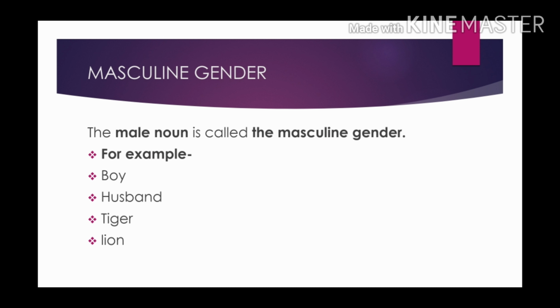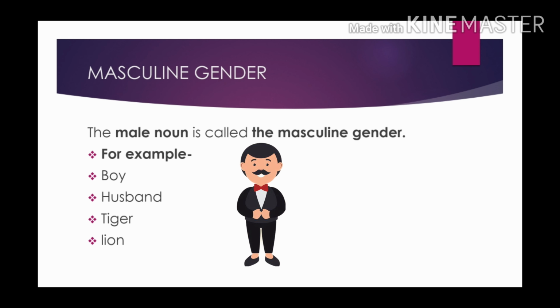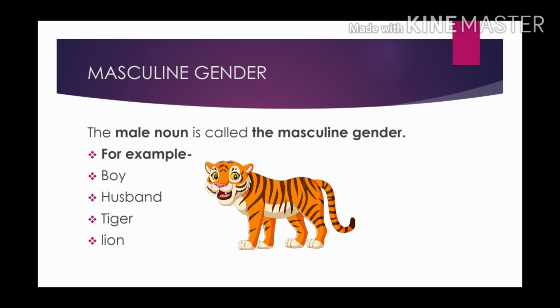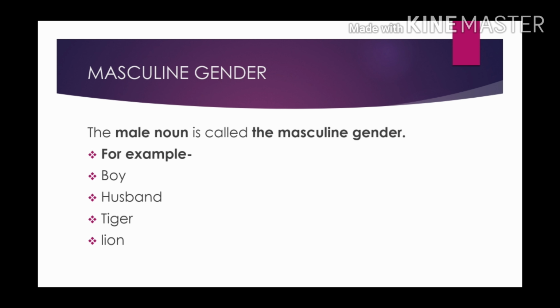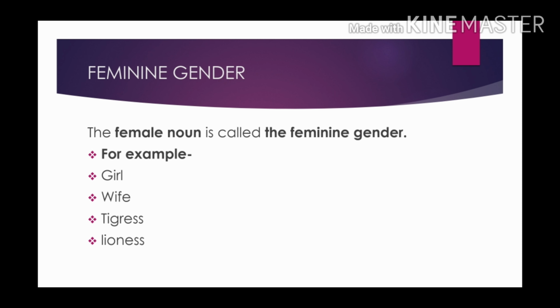The male noun is called the masculine gender. For example, boy, husband, tiger, lion. All these examples are of masculine gender. They represent the male noun. Now, what is feminine gender? The female noun is called the feminine gender.